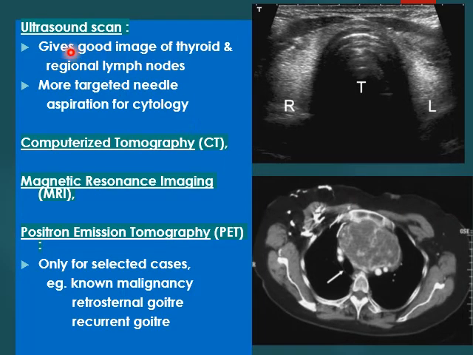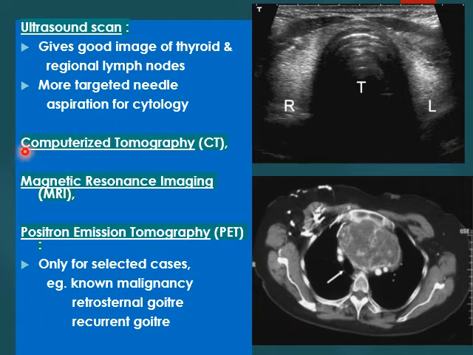Okay, this is an ultrasound scan. It gives a good image of the thyroid and the regional lymph nodes around the thyroid, and is also useful in needle biopsies, where you can obtain a more targeted needle aspiration for cytology when you do it under ultrasound guidance.